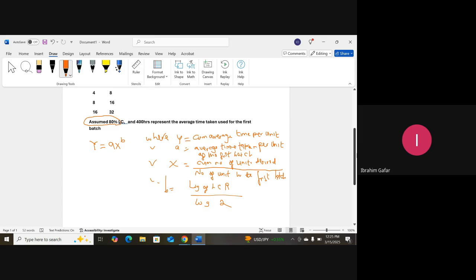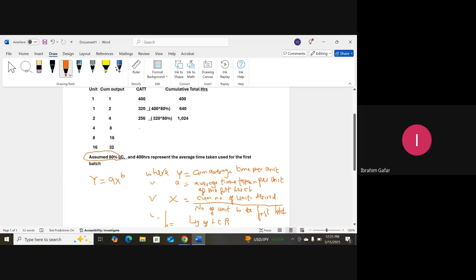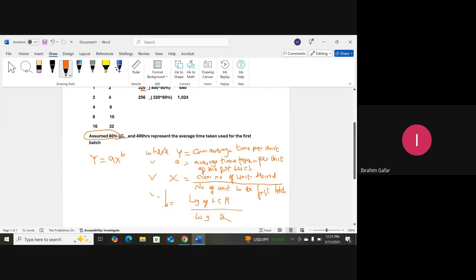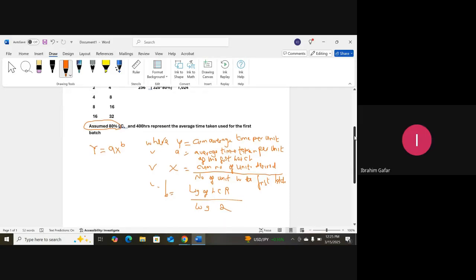So let's now assume all these things that we did. Let's assume I want to calculate the CAT for cumulative output of 2. Are we there? We want to check whether the formula can also work for the analysis that we did there. Okay, let's now apply the formula.